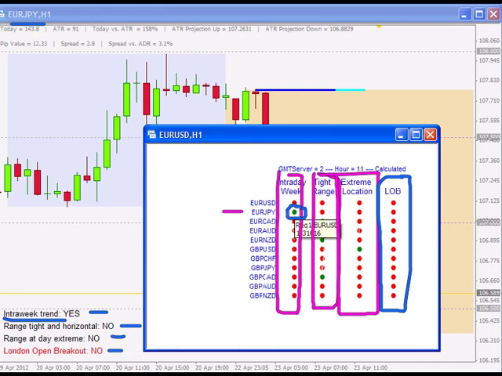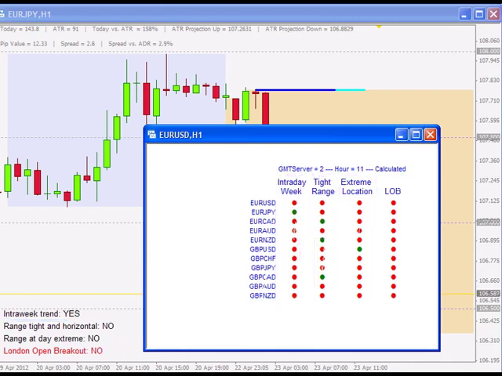Obviously, green dot means yes, red dot means no, right? Is the range tight and horizontal? I mean, the Tokyo range? No, it is not, which is why we get a red dot there. Is the Tokyo range located at the previous day's extreme? No, it is not, which again is why we get a red dot.